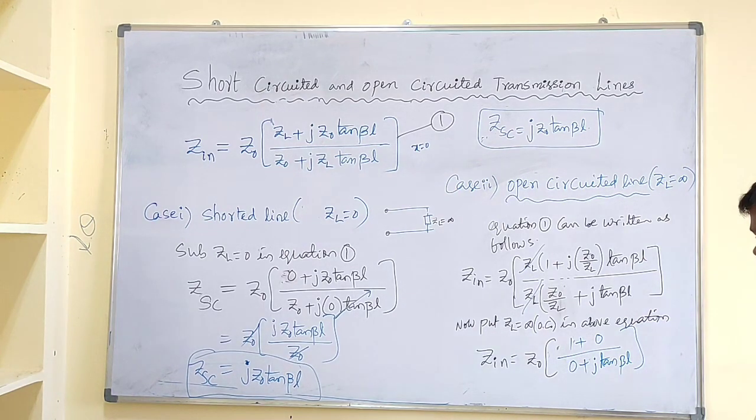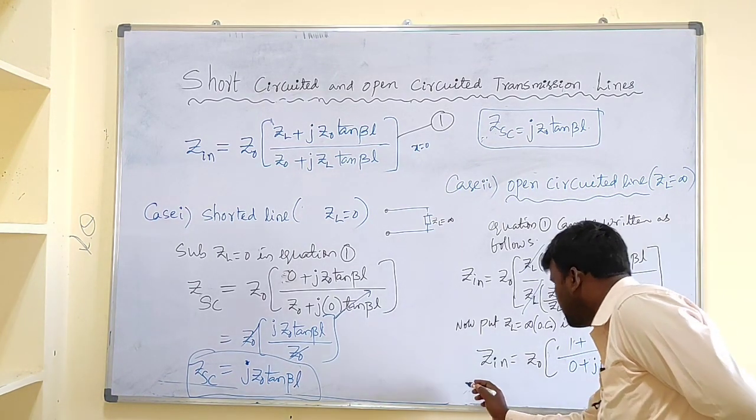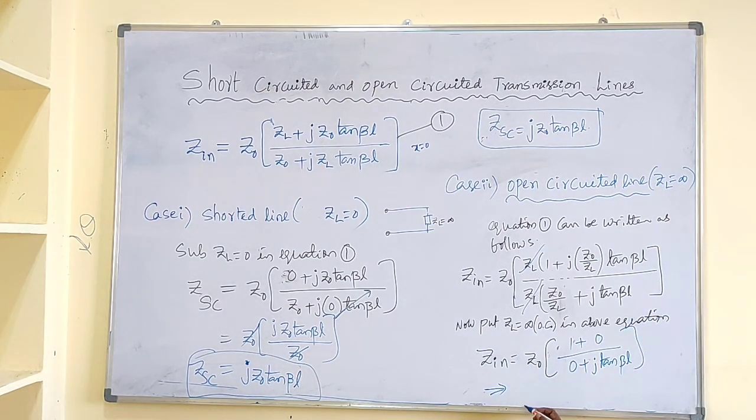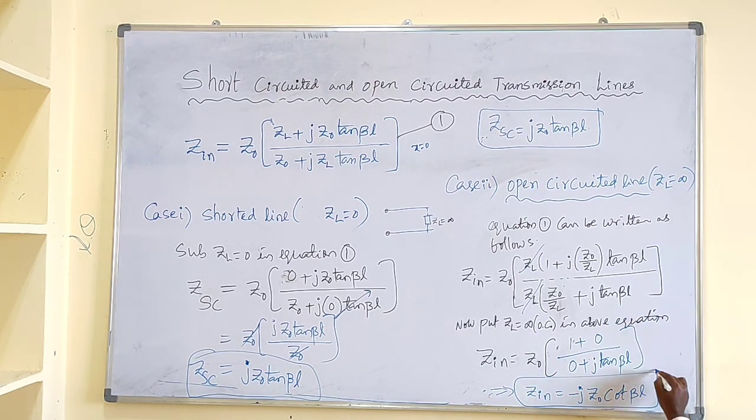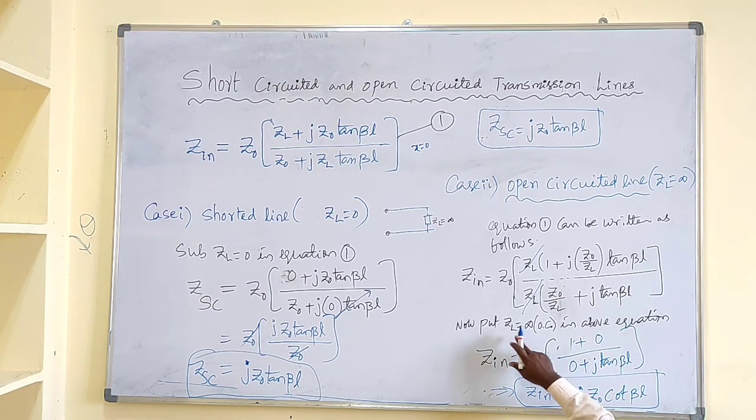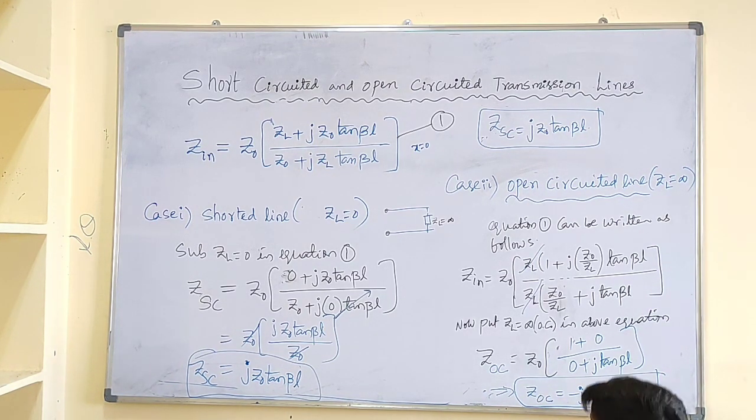So finally we can write ZIN equal to Z0, 1 by tan beta L can be written as cot beta L, and 1 by J by rationalization is minus J. So ZIN equals minus J Z0 cot beta L. If I take ZL as infinity, this is the input impedance of the open circuit line. Let us take this as an equation.